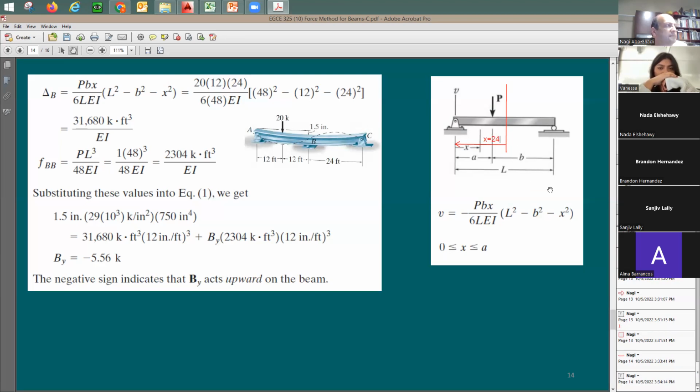Now let me look at my equation. Just copy the equation. It's going to be the same equation. Now let me look at the values. The point load P is 20 kips. See this 20 kips? It's correct. Lowercase b here, which is the location of the point load from this side, is going to be how much to the point load? From here to there.